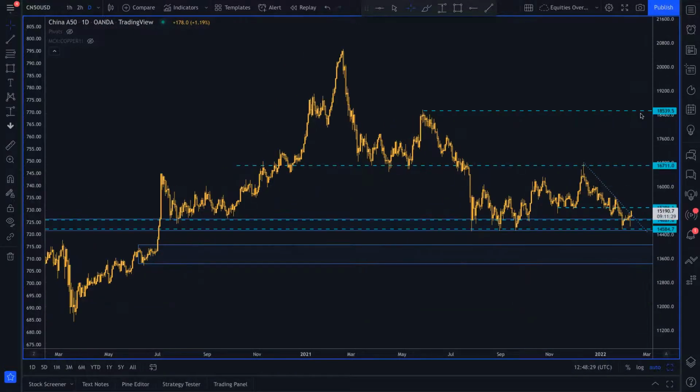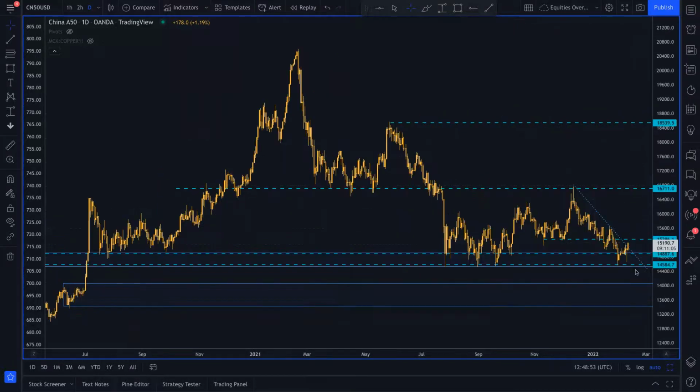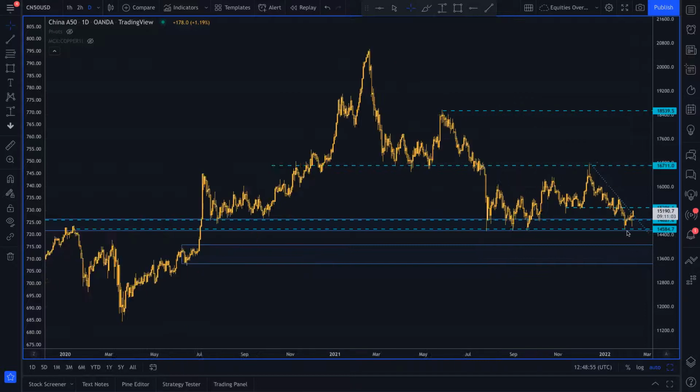Ultimately, a return to 18,500, 20,000 is not off the cards. And that could be a nice medium-term place to look at entering. So just be aware, the China A50 is a very interesting place. The risk to this trade is that China's growth still slows down. The PMI data out of China recently was a bit disappointing. So it wouldn't be a massive surprise if this dropped a bit lower.